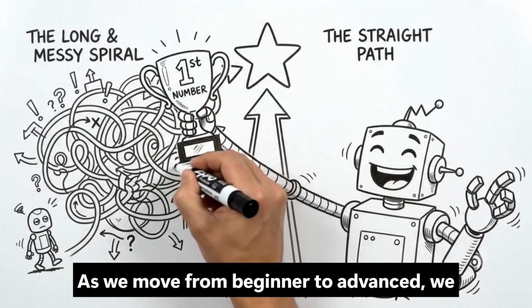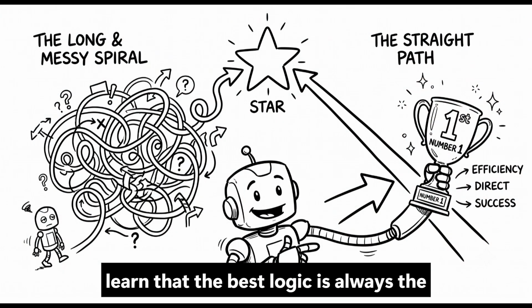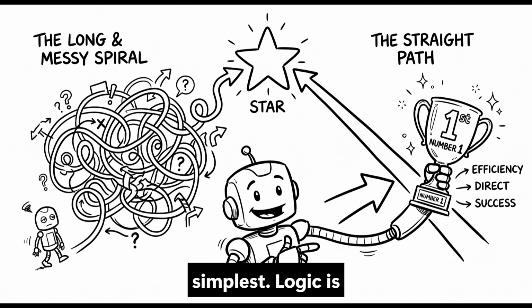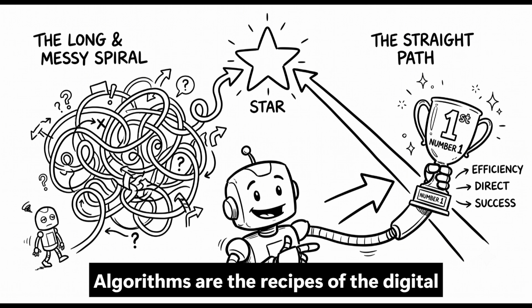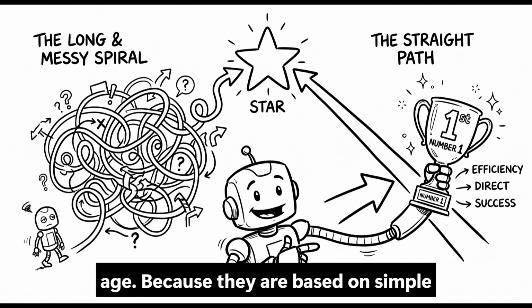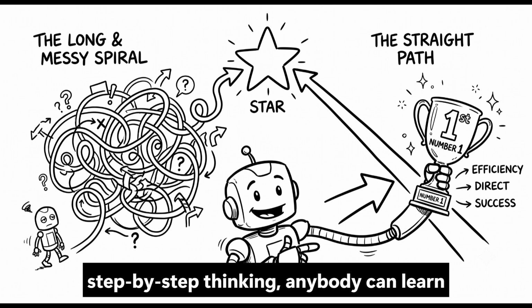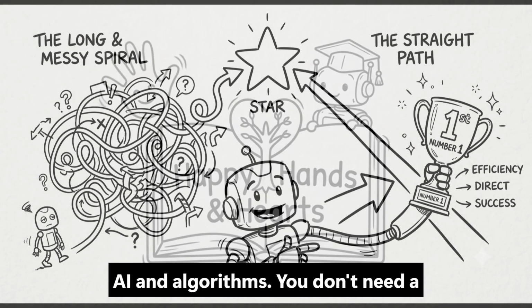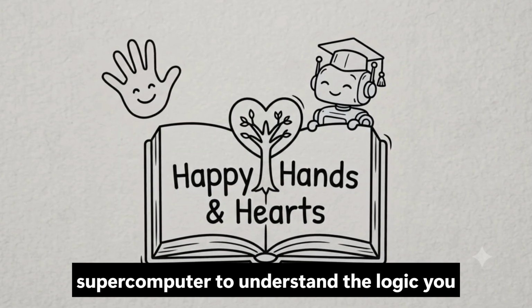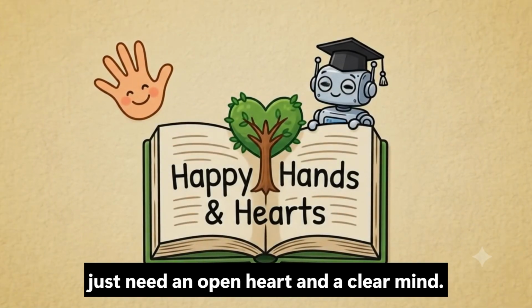As we move from beginner to advanced, we learn that the best logic is always the simplest. Logic is universal. Tools are temporary. Algorithms are the recipes of the digital age. Because they are based on simple step-by-step thinking, anybody can learn AI and algorithms. You don't need a supercomputer to understand the logic, you just need an open heart and a clear mind.